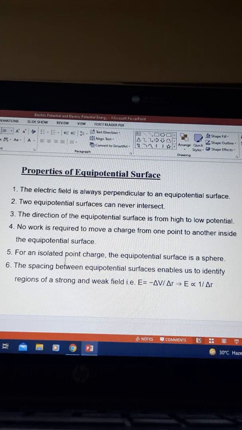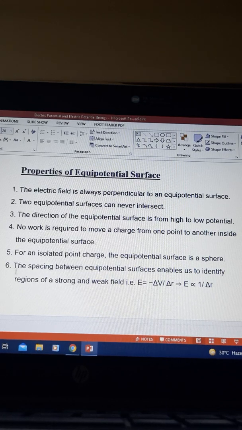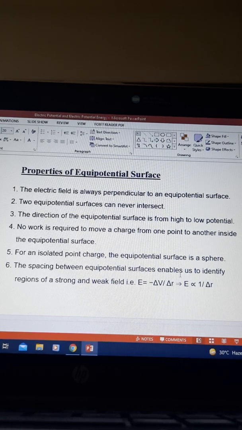Another one is that for an isolated point charge, the equipotential surface is in a spherical form. And the last one, but very important, is that the spacing between equipotential surfaces tells us about the strength of the electric field. Because look, you have studied this formula before for the electric field as the potential gradient. In this formula you can see that the electric field is inversely proportional to the distance. So if the distance between the equipotential surfaces is very small, the electric field strength will be maximum there.